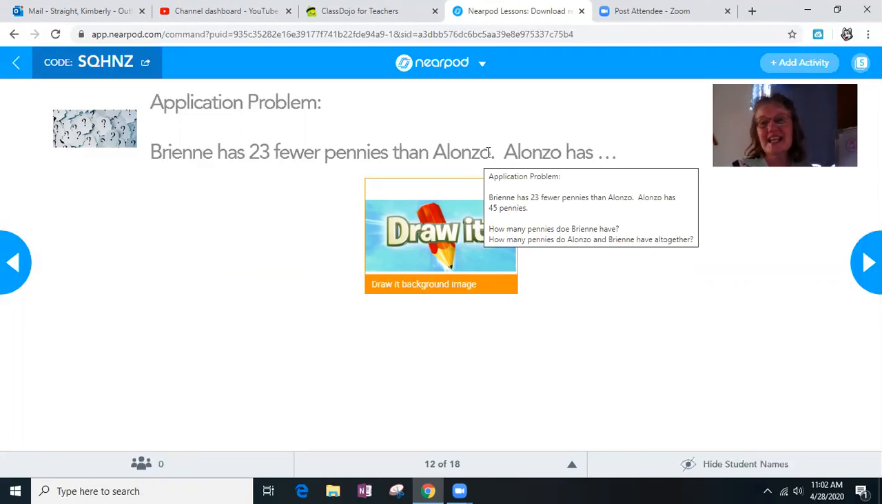And then you have to do the same thing. I need a picture, an equation, and a complete sentence to answer the second problem. So if you cannot go on to Nearpod, please pause it so you can see the problem right now.